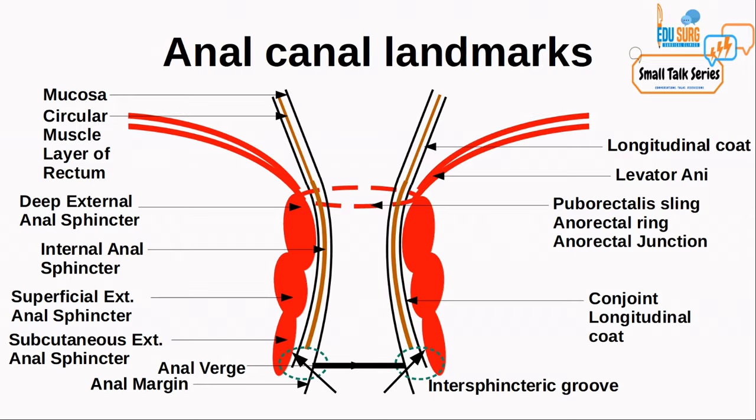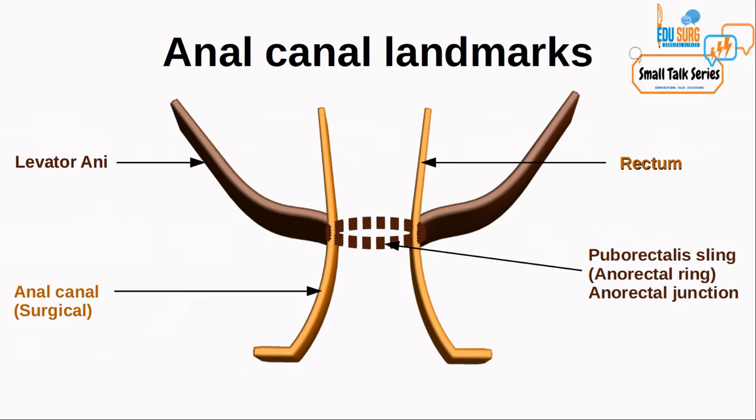So anal verge is the lower limit of the anal canal, and in some books it is described as the part between the intersphincteric groove and the anal margin, whereas essentially anal verge is the intersphincteric groove area, and it joins the anal mucosa with the cutaneous plane of the anal margin, and that is why anal verge is also known as anocutaneous line. We will see this in the next slide.